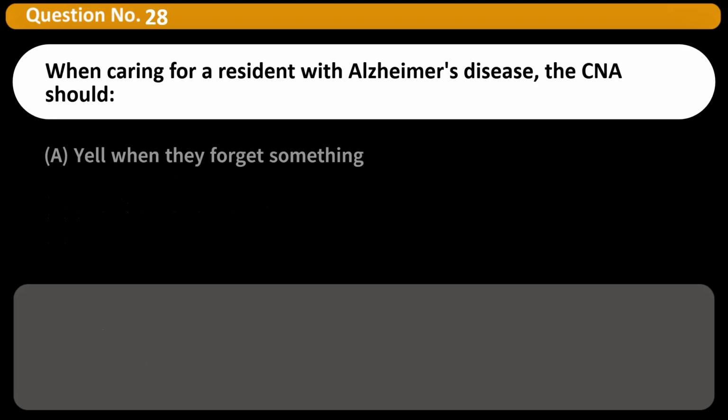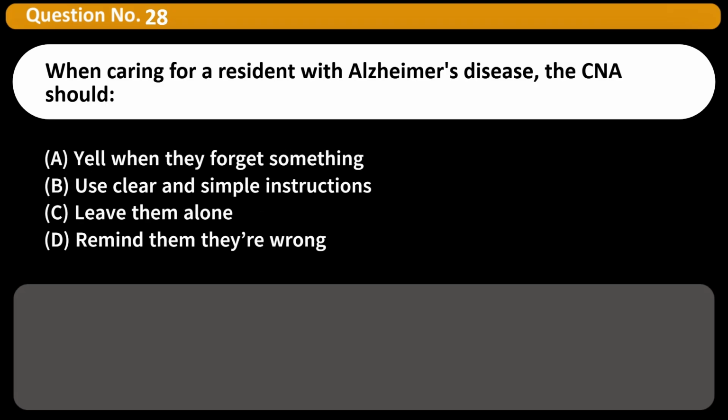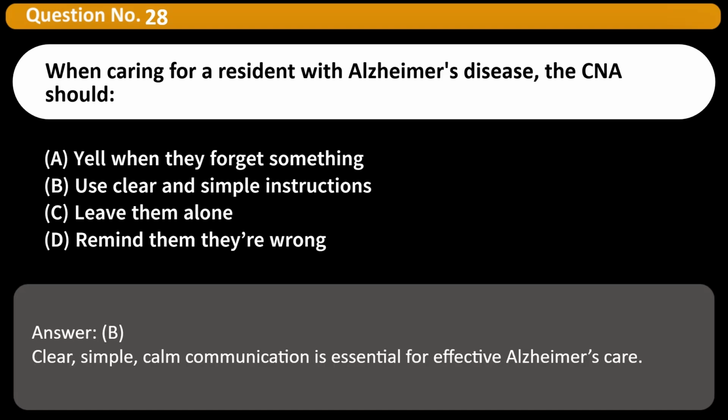When caring for a resident with Alzheimer's disease, the CNA should: A. Yell when they forget something. B. Use clear and simple instructions. C. Leave them alone. D. Remind them they're wrong. Answer: B. Clear, simple, calm communication is essential for effective Alzheimer's care.